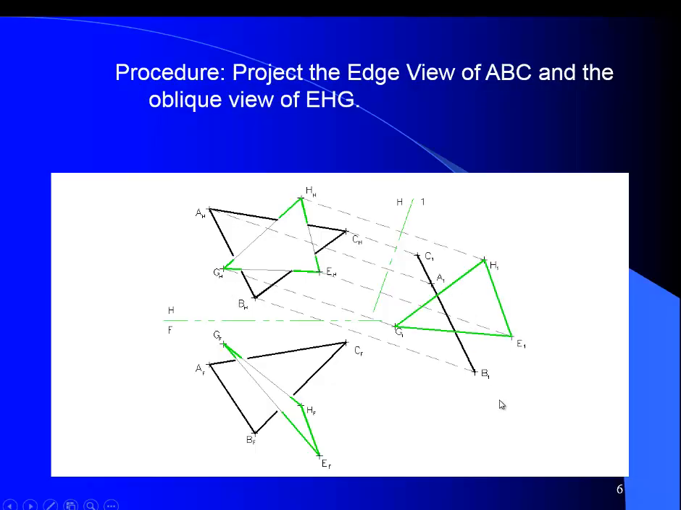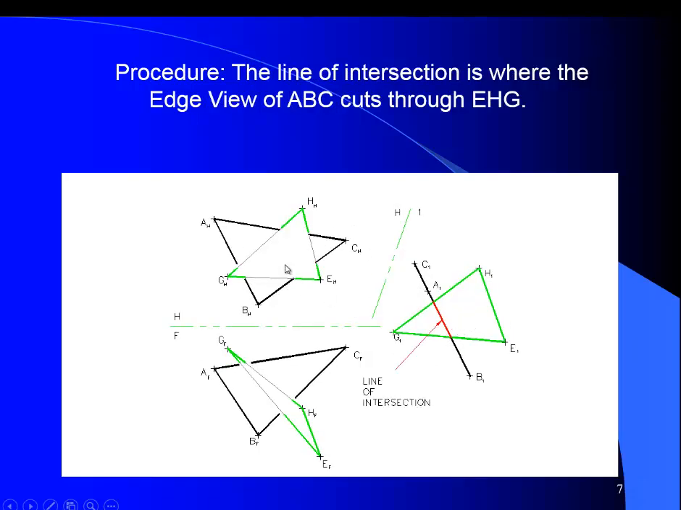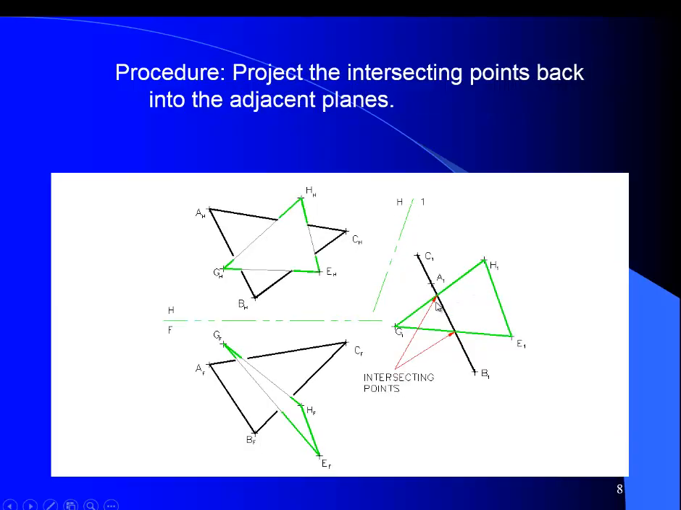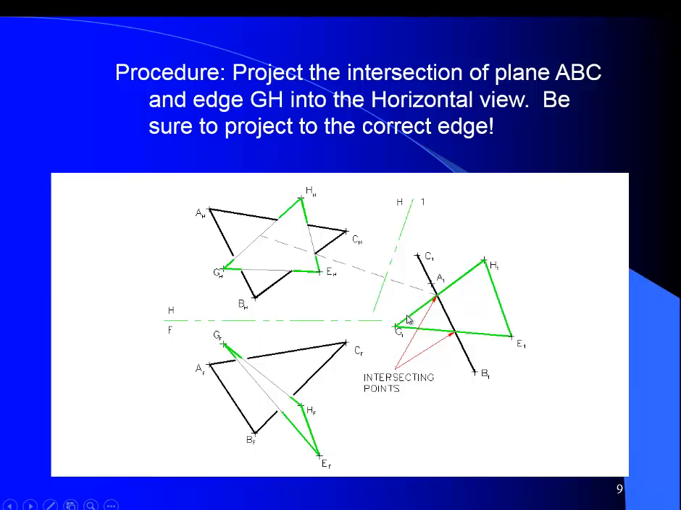And once I have the edge view of ABC and I've got the other plane brought across, now I can take these two intersection points and project them back. And the trickiest thing on this is projecting them back to the right spot, because as I project this intersection back, there's a lot of things that it can hit. So what you're projecting back to is not to plane ABC. You're projecting back to the edge of the plane that it intersects. So as I take this point back, it's intersecting edge GH, so we're going to take it all the way back to edge GH here.